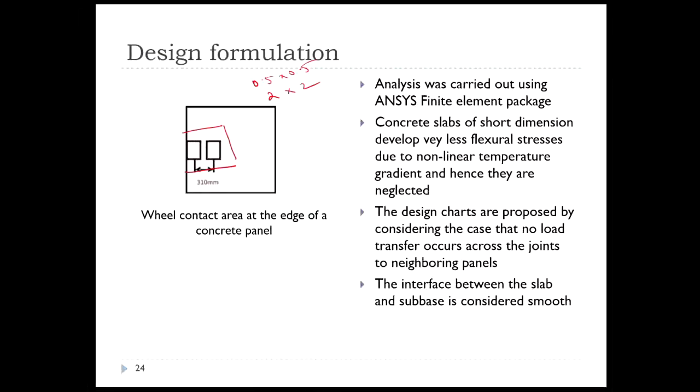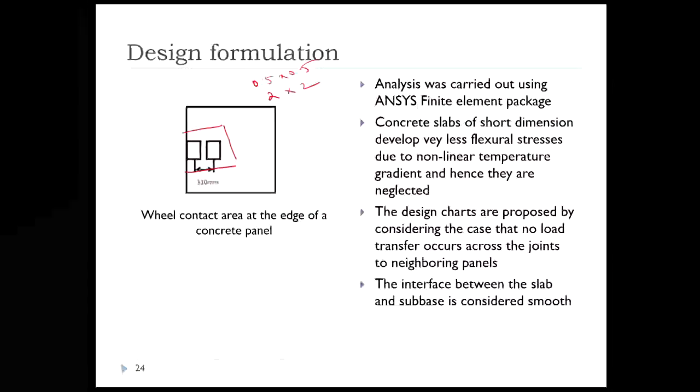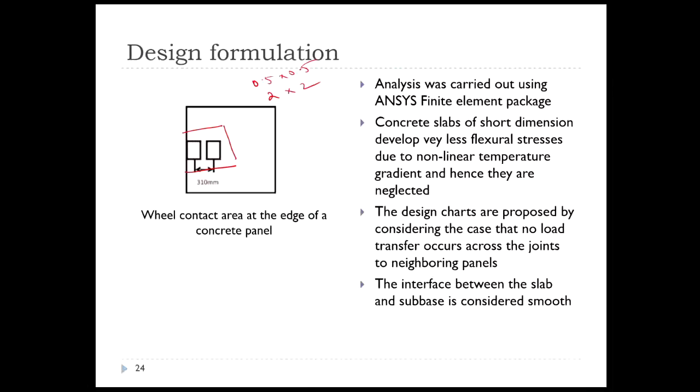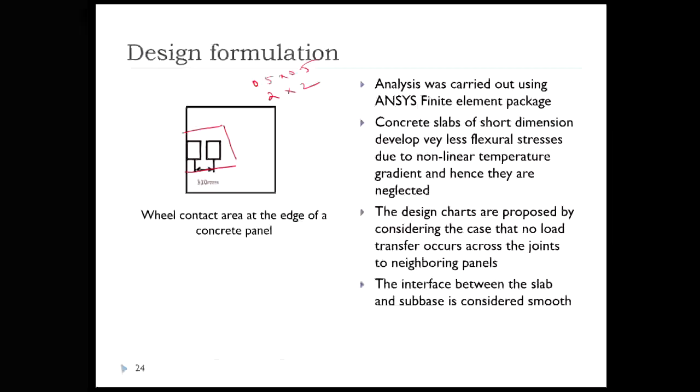Now let us also understand the other assumptions they considered. From one panel to another panel, they considered that there is no load transfer across the joints to the neighboring panels. Although in the actual scenario, even though we cut a groove to 1/3 depth, there will be load transfer to the neighboring panel. So basically, they have considered the worst scenario. They have considered that there is no load transfer, so this is more conservative.